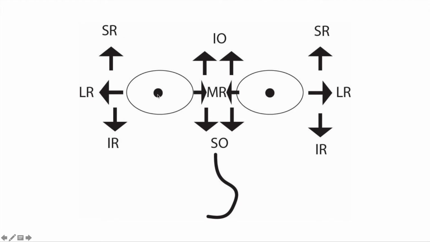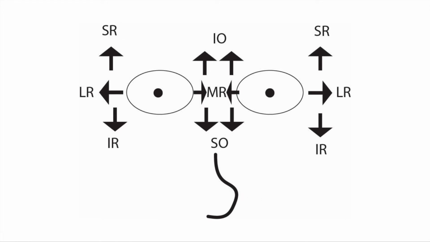So when the patient is abducting their eye, they're using the lateral rectus. When they look upward while their eye is abducted, they're using the superior rectus. If they look down while abducted, they're using their inferior oblique. Now, if they're adducting their eye, they're using the medial rectus. And if while adducted, they look up, they're using the inferior oblique. If they look down, they're using their superior oblique. So this is a helpful diagram to help remember what muscle is involved.